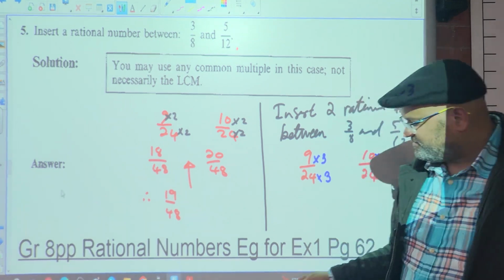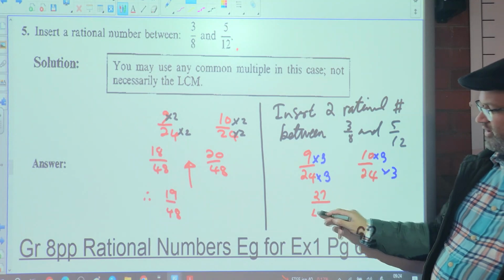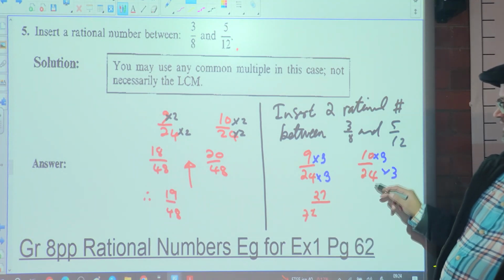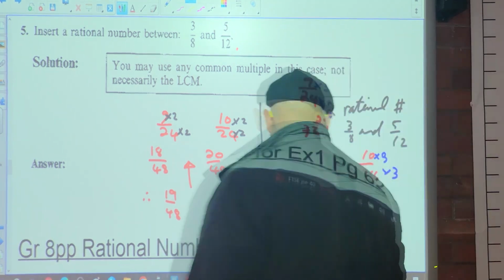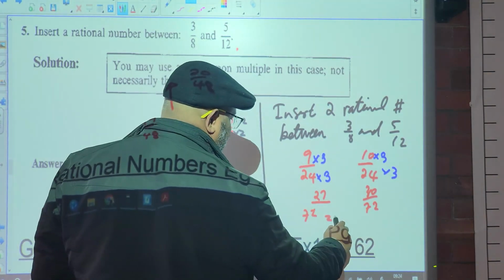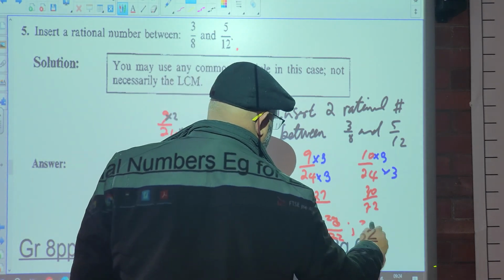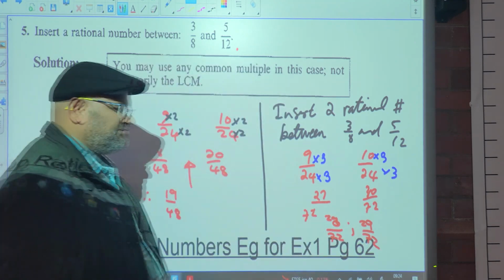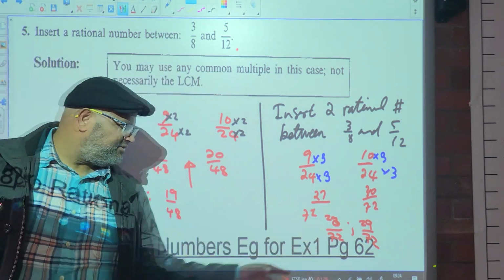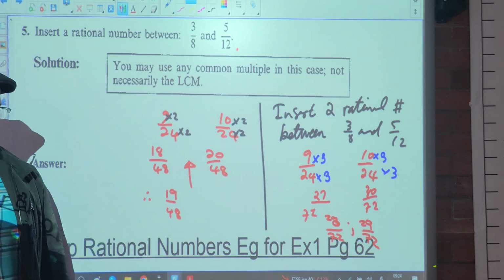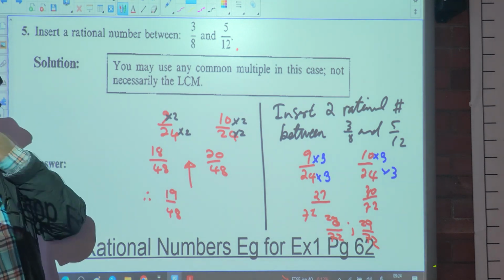So what do I have now? Would have been 27 over 72, 12 times 6 is 72. And that's going to give you 30 out of 72. So if I must insert two rational numbers, what would it be? 28 over 72 and 29 over 72. You see that? Then what do I do? I can simplify this one here, which will give me 19 over 48. Again. You understand? Or whatever it gives you.